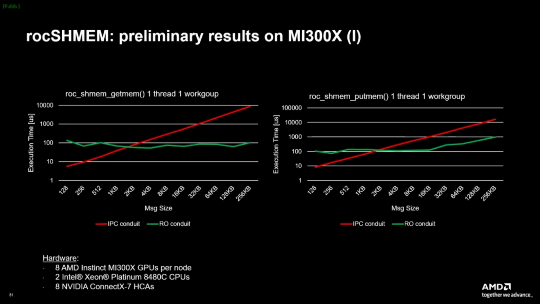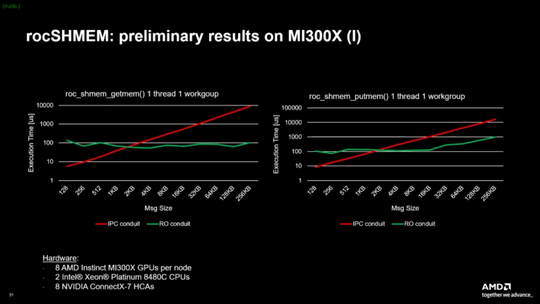And highlight advantages, disadvantages, performance, right? So this is again running on MI300X using an intranode setup at the moment. First test using just a single thread with a single workgroup performing a ROCmem get versus ROCmem put operations.